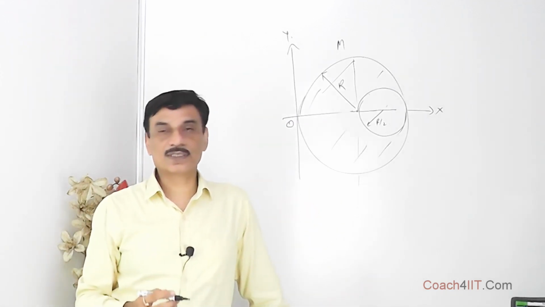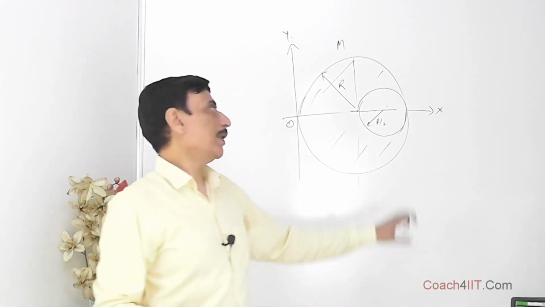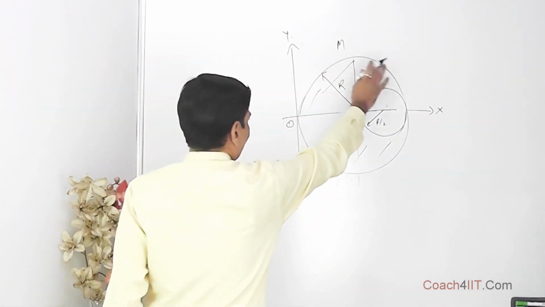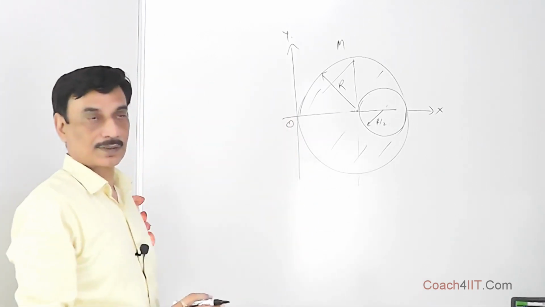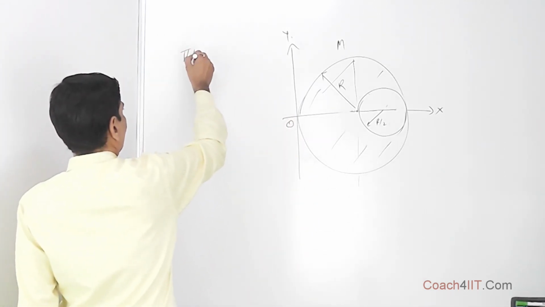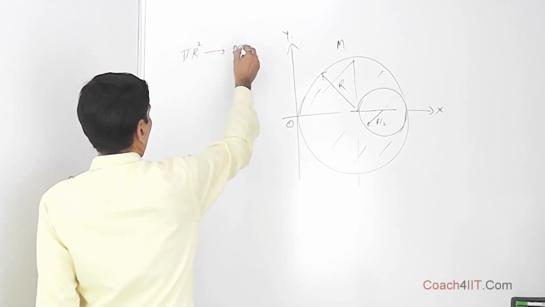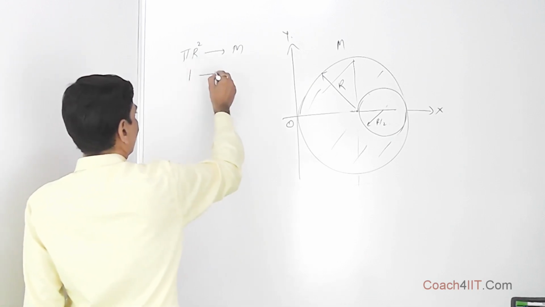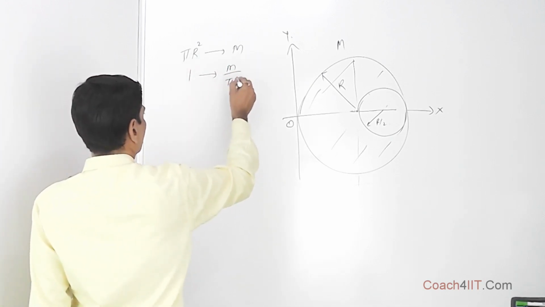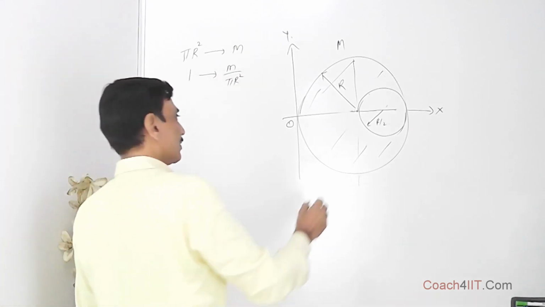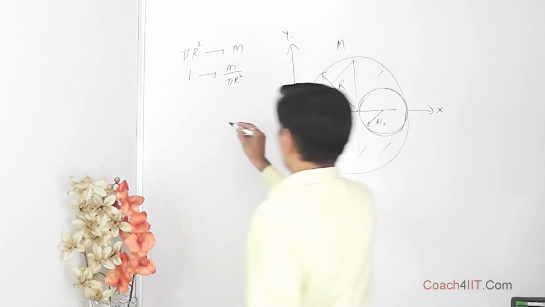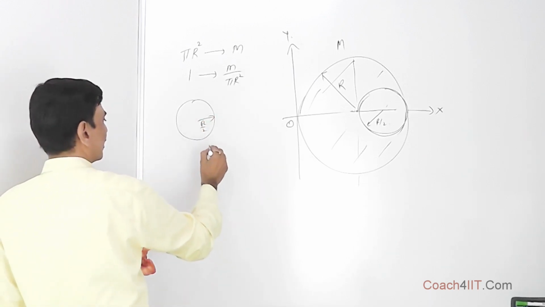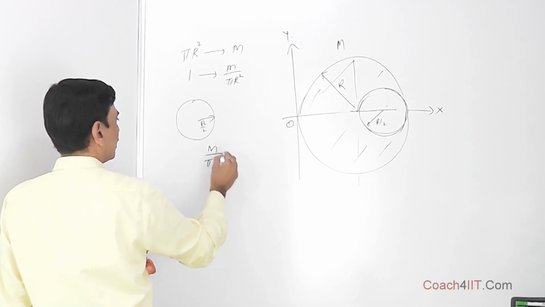Before we proceed, let's find the mass of this cut portion. If the radius is r, the mass is distributed over the area. So when the area is pi r square, the total mass of the disk is m. So per unit area, it is m upon pi r square. And what is the mass of this cut portion of radius r by 2? That is mass per unit area into the area of this.